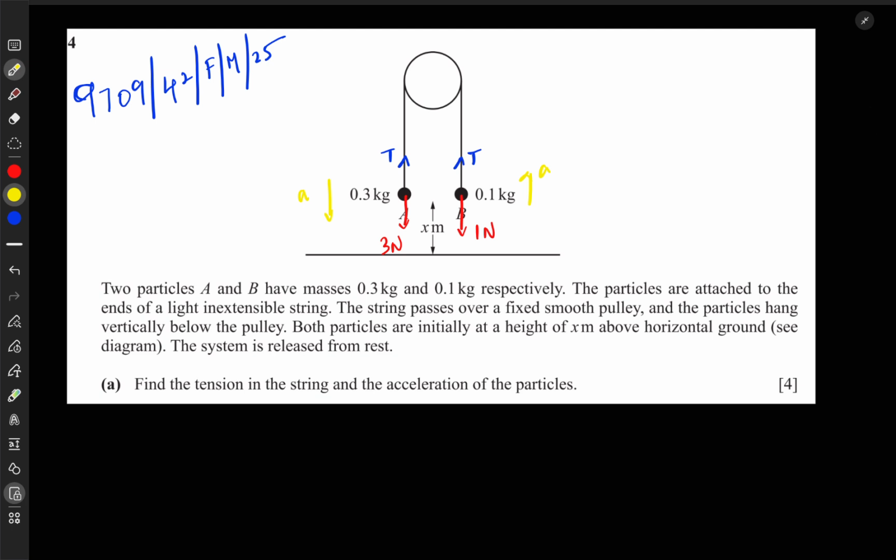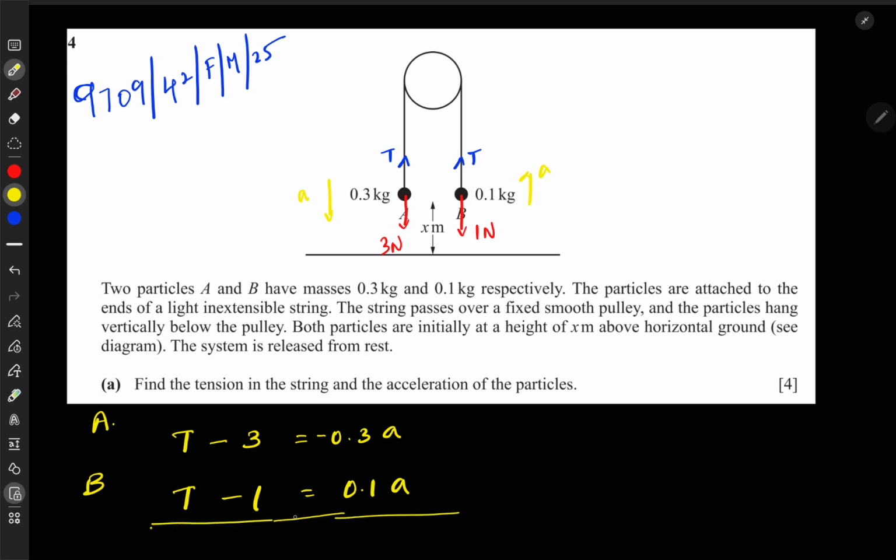So let us write the equations. First I'm doing it for A. T minus 3 newtons is equal to F equals ma. In that form I'm writing 0.3 times a, and since downward is taken as negative, it is minus 0.3a. Let's call this equation 1. For B, it will be T minus 1 equals 0.1 times a. Since it is going up, we can keep it positive.